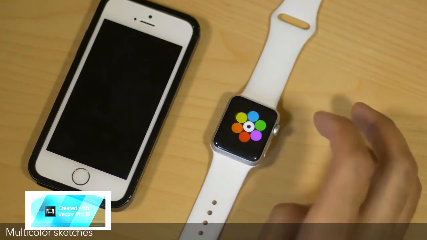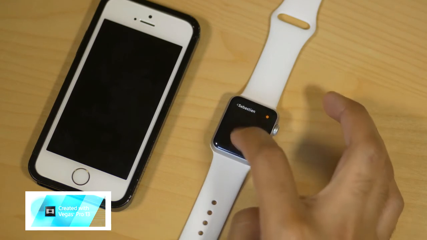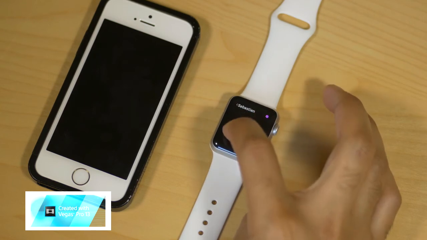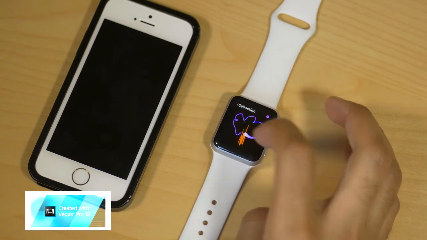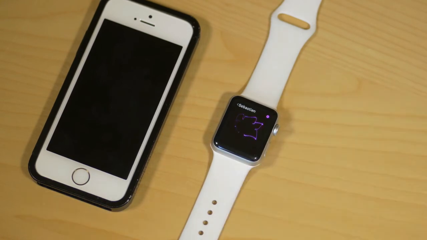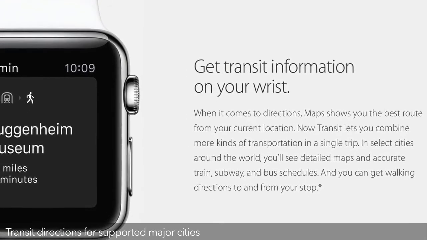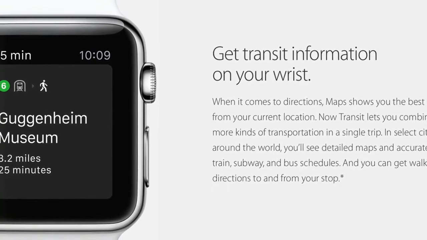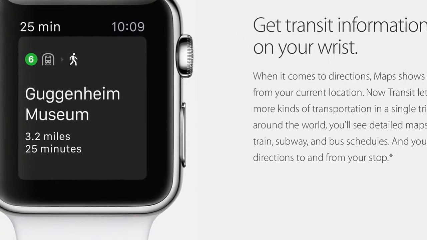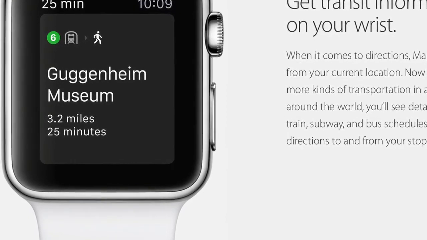And now there's multicolor sketches. So no longer are you limited to just one color when sketching to your friends. Now you can switch to other colors, continue your sketch, and really come up with some artistic masterpieces. Well, not really. And watchOS 2 contains transit directions for major cities like Baltimore, Berlin, Chicago, London, Mexico City, New York, Philadelphia, etc., and more than 300 cities in China.